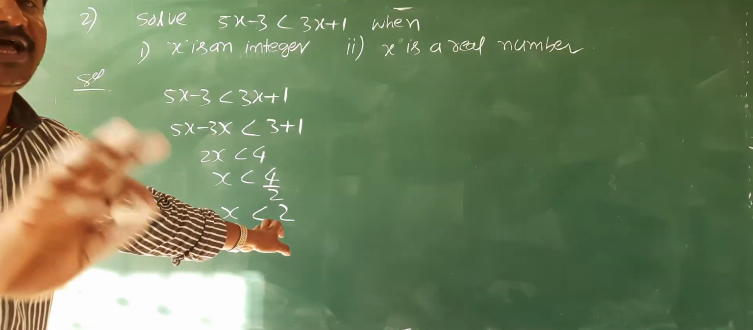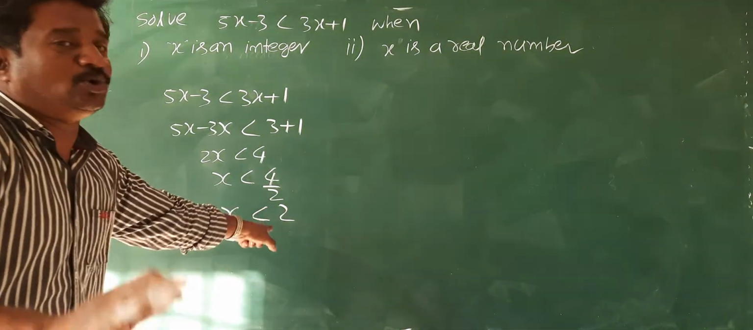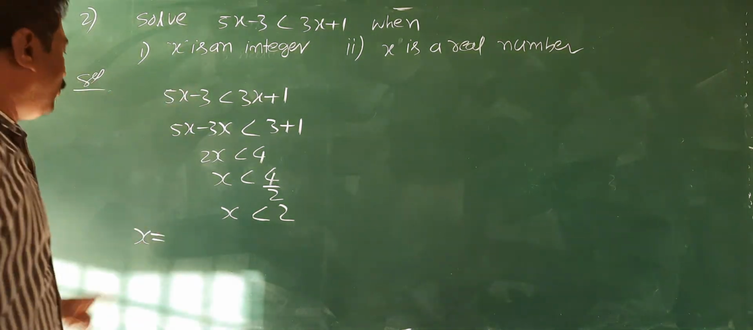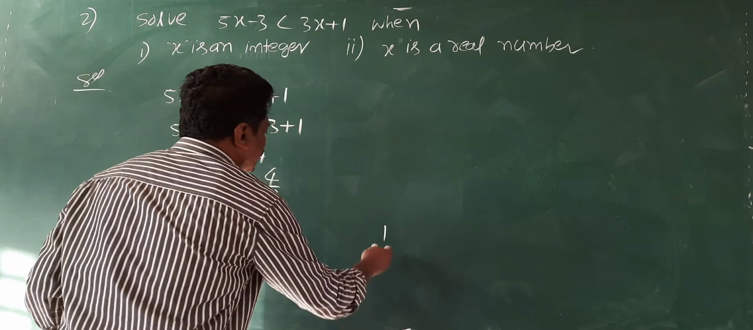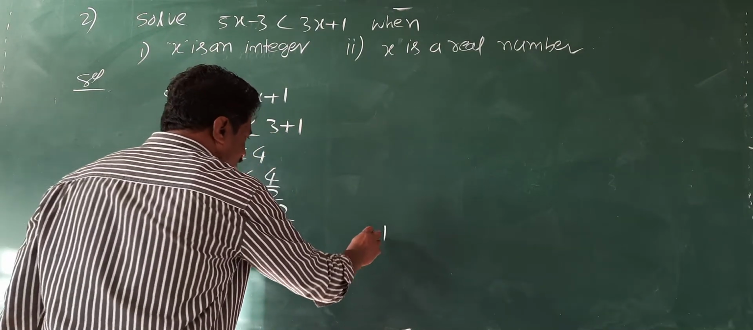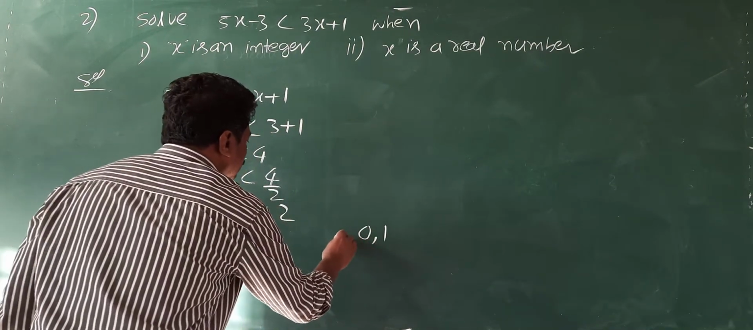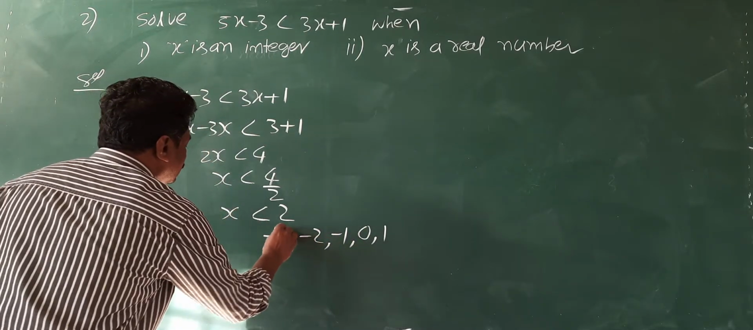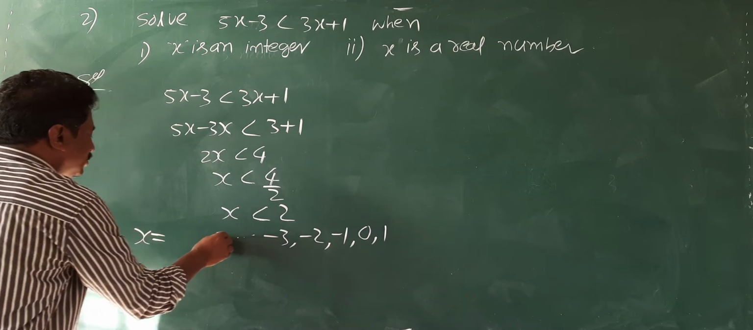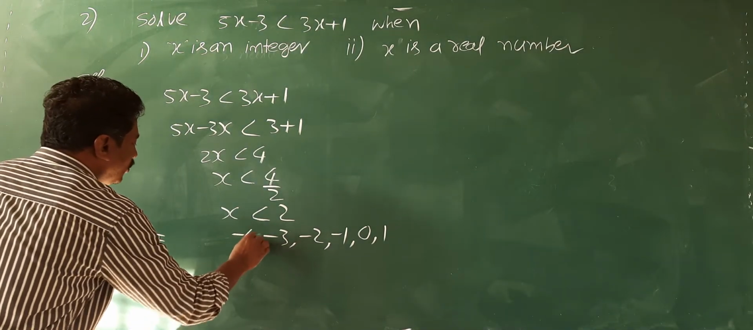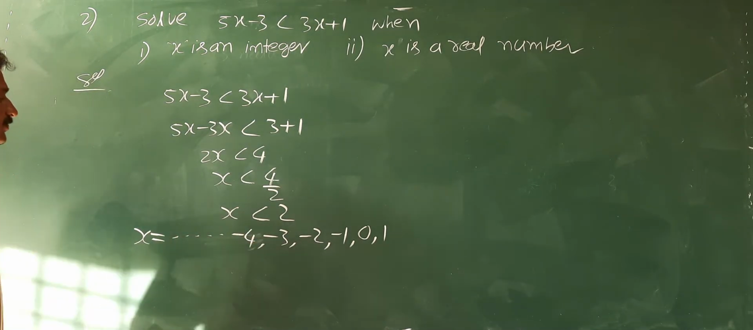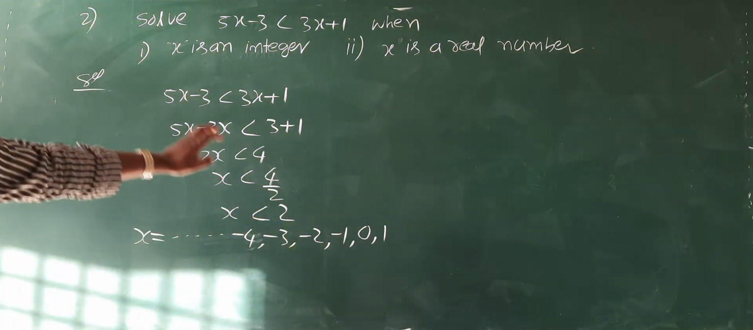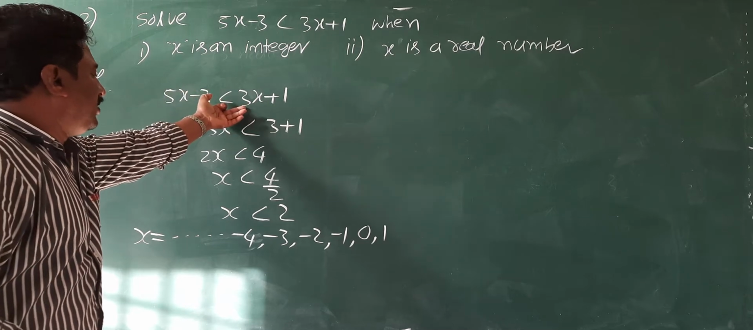No. Can we take 2? Less than 2. It should be less than 2. Tell me the integers which are less than 2. 1. So 1. Then what next? So 1, 0. Next minus 1. Next minus 2. Next minus 3. So on. Minus 4. So on. Put dots. These are the x values. These are the solutions which make this inequality true.